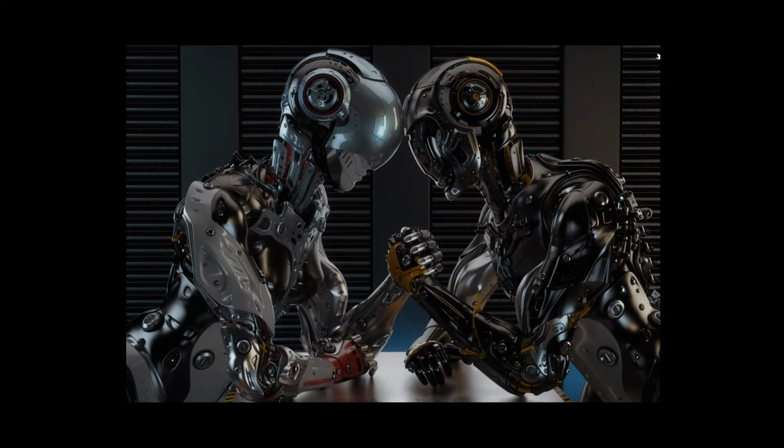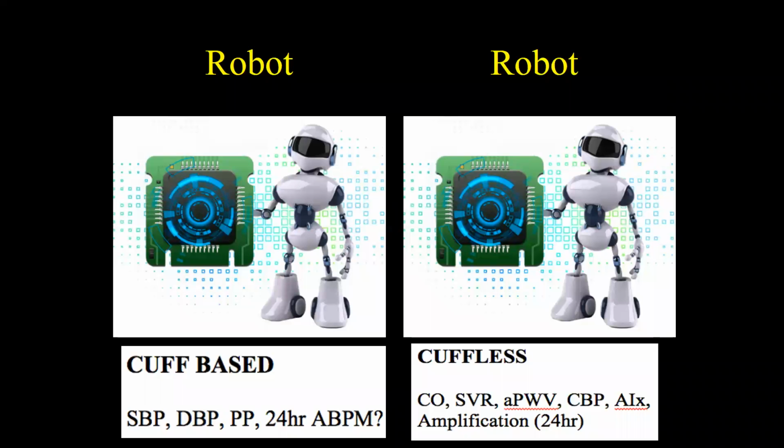So robot versus robot. You give the robot on the left artificial intelligence, and you're giving it cuff-based data with systolic, diastolic, pulse pressure, and 24-hour ABPM, but the opposing robot is going to have cuffless technology as well, but it's going to have all these extra parameters. So it's robot with the parameters, robot without the parameters. And again, the robot with the parameters is going to win. And this robot says, you've got to be kidding me.